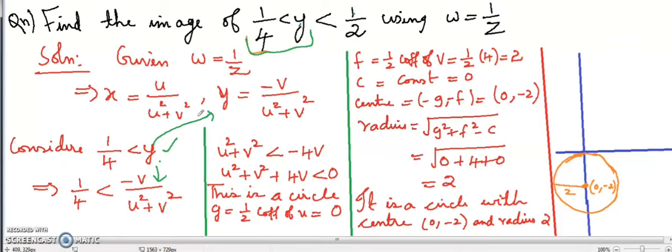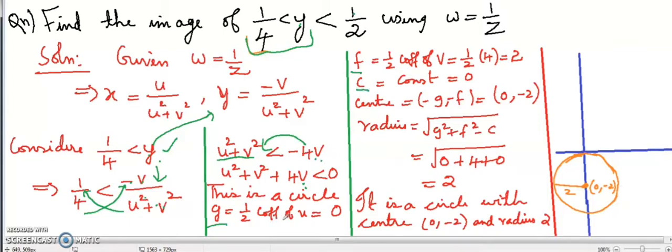So now I have taken 1 by 4 less than y. Substituting y we get this. Now cross multiplying, 1 into u square plus v square, we get u square plus v square in the LHS is less than 4 into minus v. 4 into minus v is minus 4v, so less than minus 4v. Just to interchange the terms, cross multiplying, 4 goes to the RHS, u square plus v square goes to the LHS. So we get u square plus v square is less than minus 4v. Now take this minus 4v to the other side, we get plus 4v: u square plus v square plus 4v less than 0. So you can identify this is a circle, and let us find g, f and c as usual.